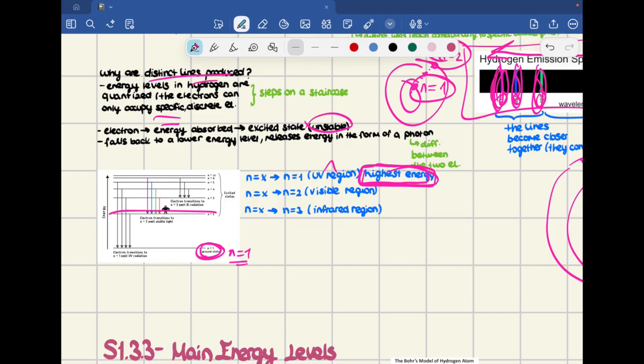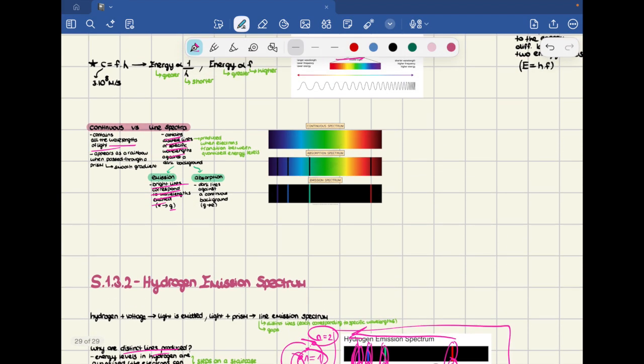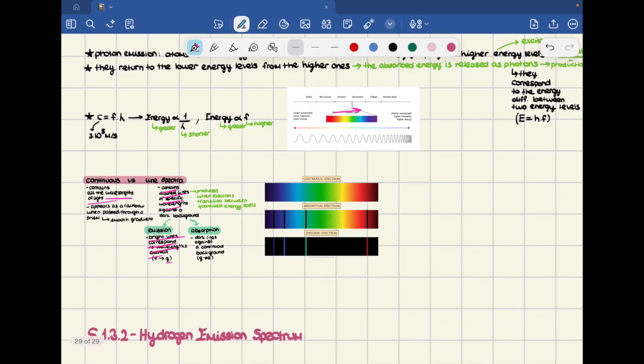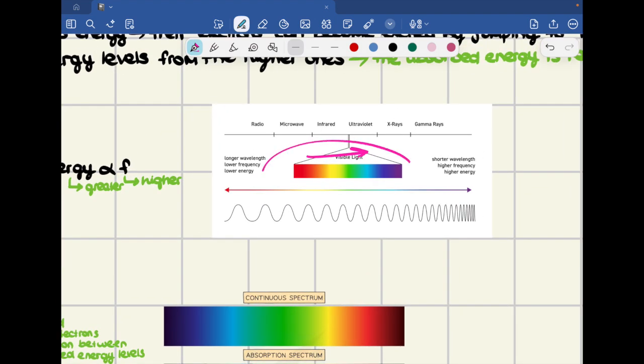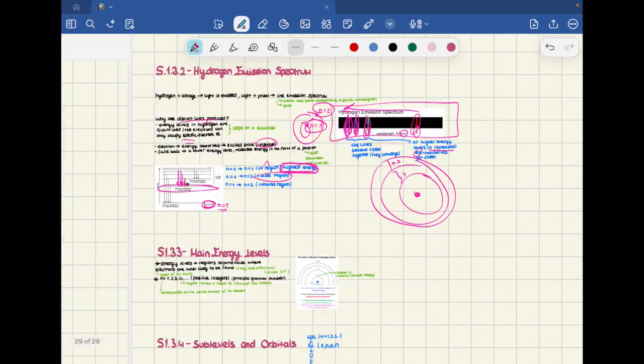And when an electron transition occurs from an excited state to n equals 2, the transition will be in the visible region of the electromagnetic spectrum. So we will be able to see colors from these transitions, as the visible region of the electromagnetic spectrum can be seen with our eyes, and we can observe colors, right?